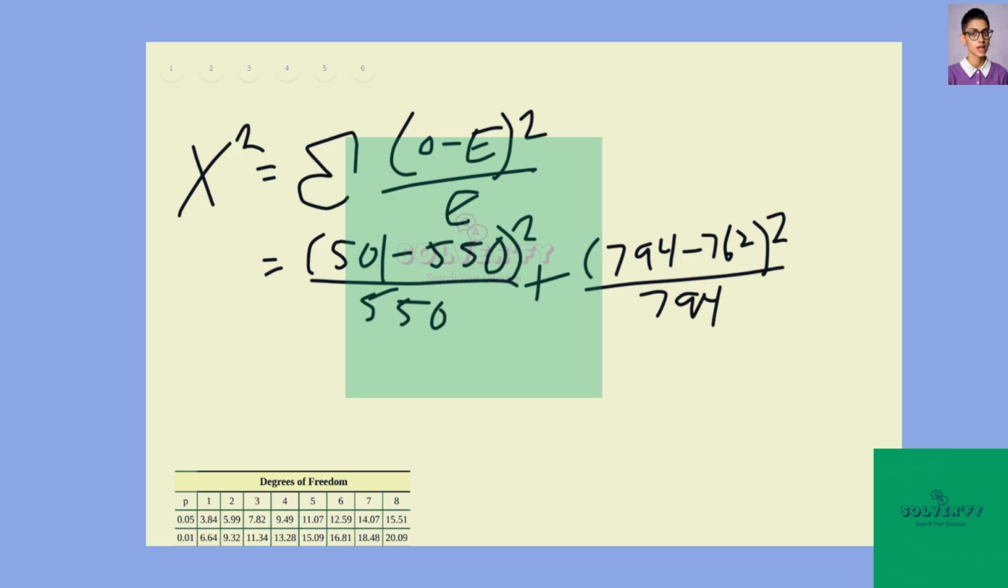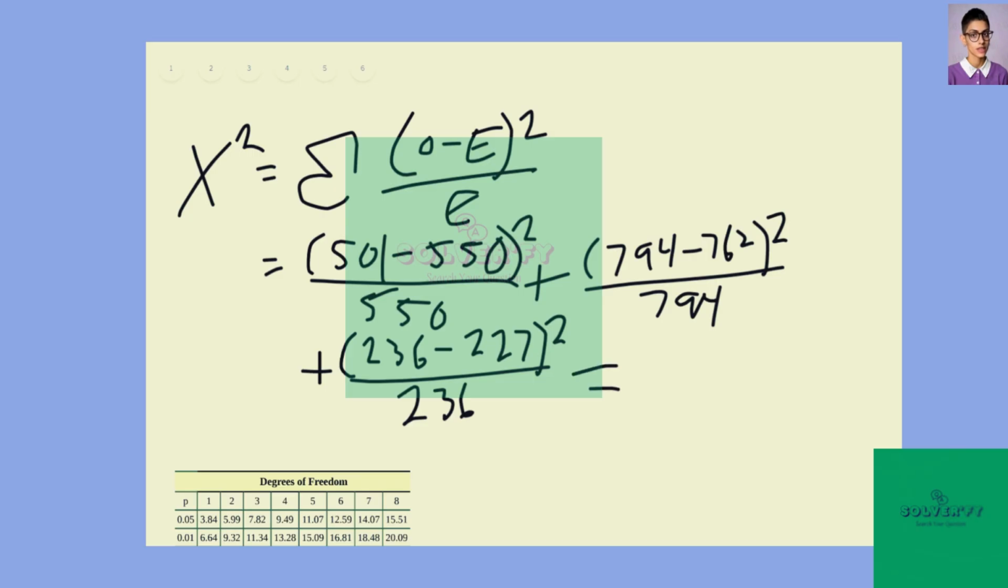Okay, and then we have one more piece to add on. So we'll add on the 236 minus 227. This is from our AB. Square it, divide by 236. Okay, and if we calculate all that out, we end up with 6.